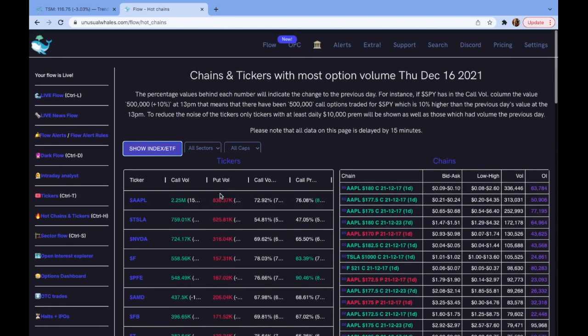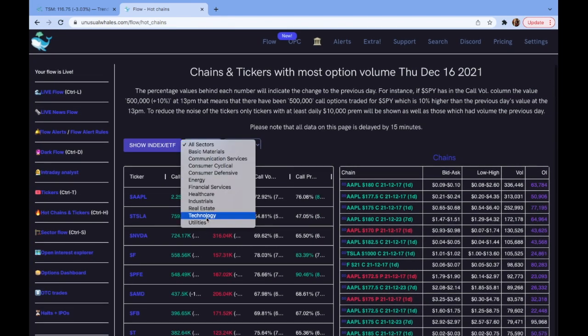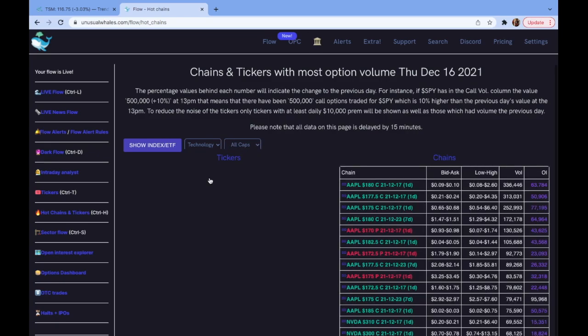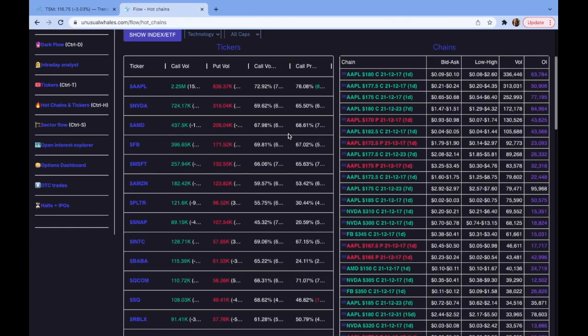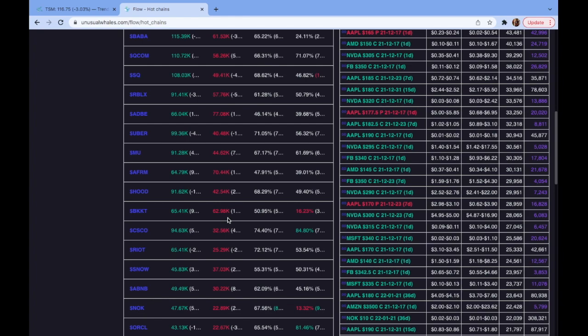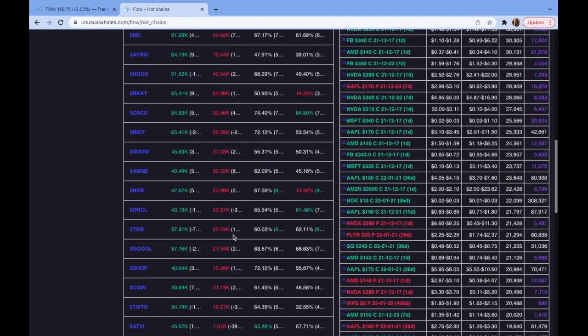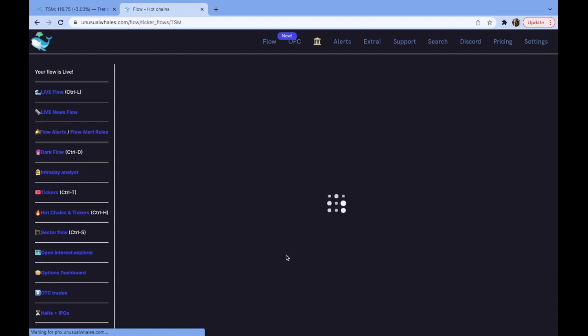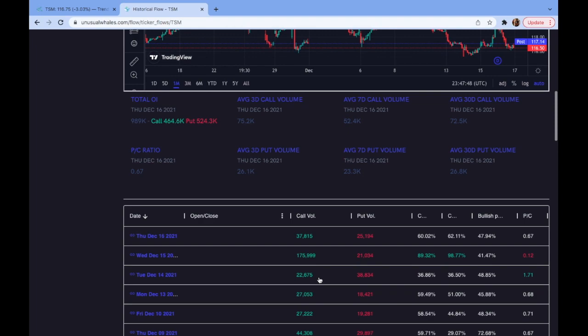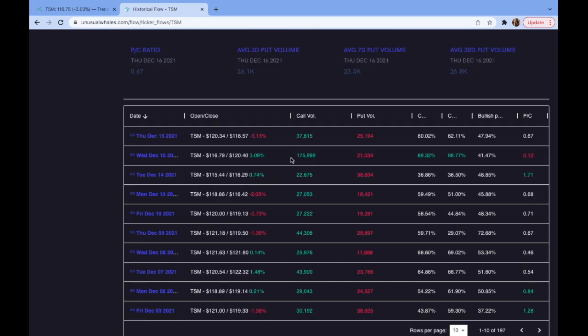And that's what actually happened with TSM. So yesterday, I was going through this normally, just scrolling, looking for some plays, looking for some things that really stuck out. And TSM was the first one to grab my attention. The reason behind this is usually TSM has about 25 to 40,000 in call volume. Yesterday, December 15th, there were 175,000 calls placed.